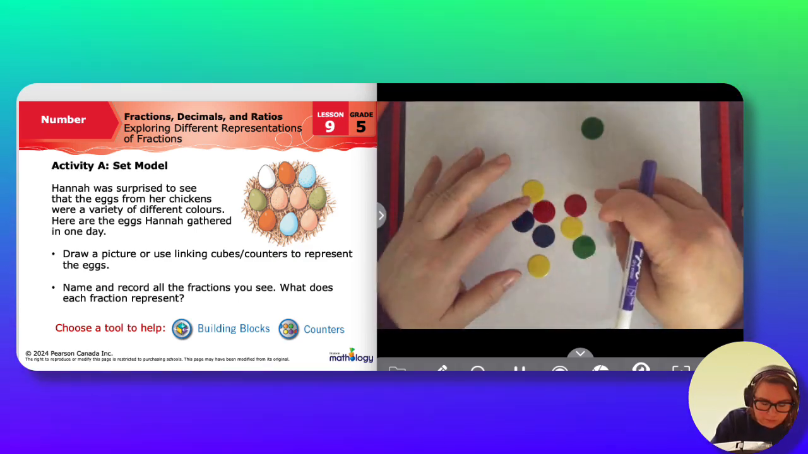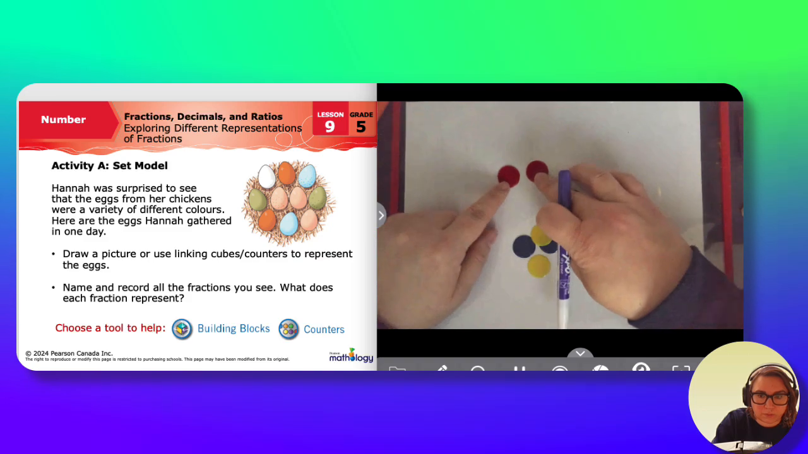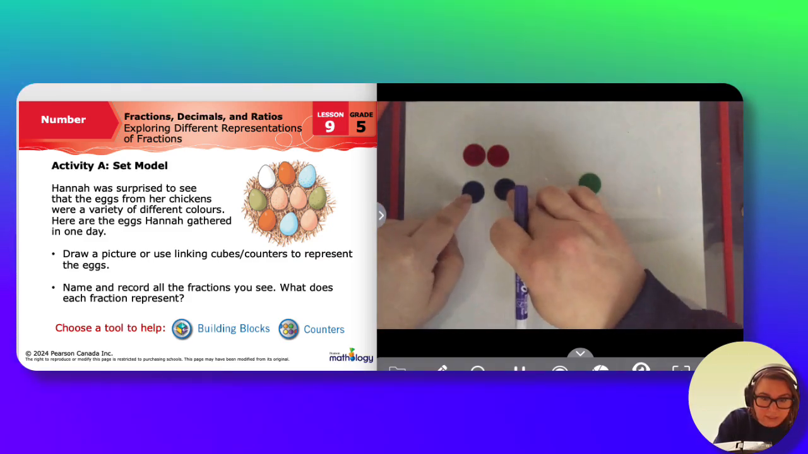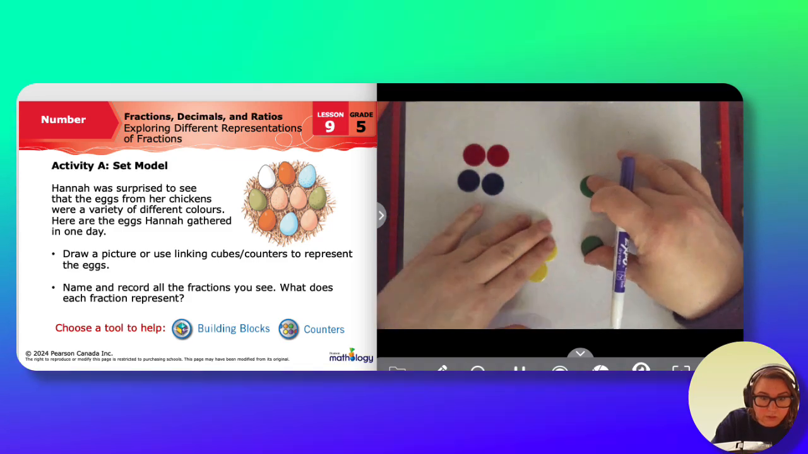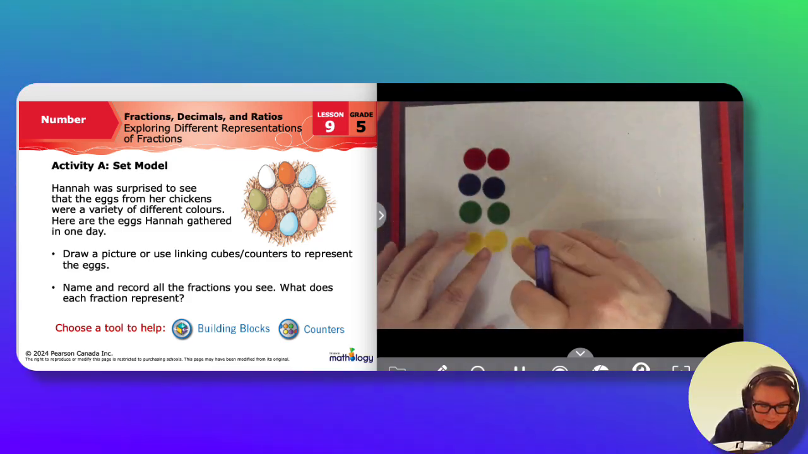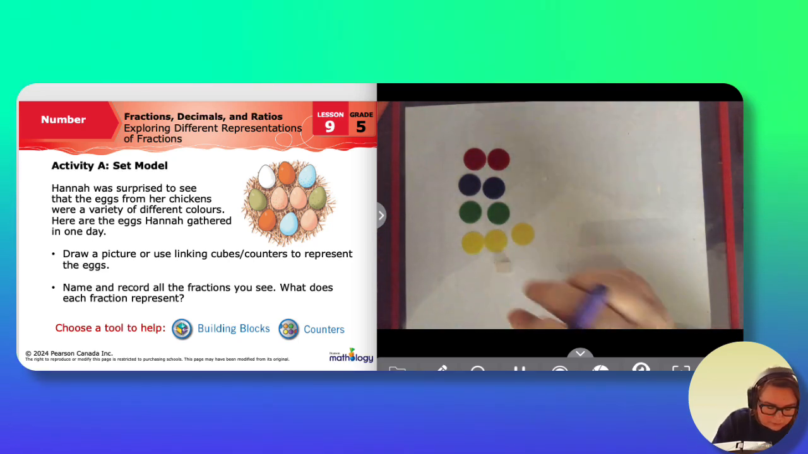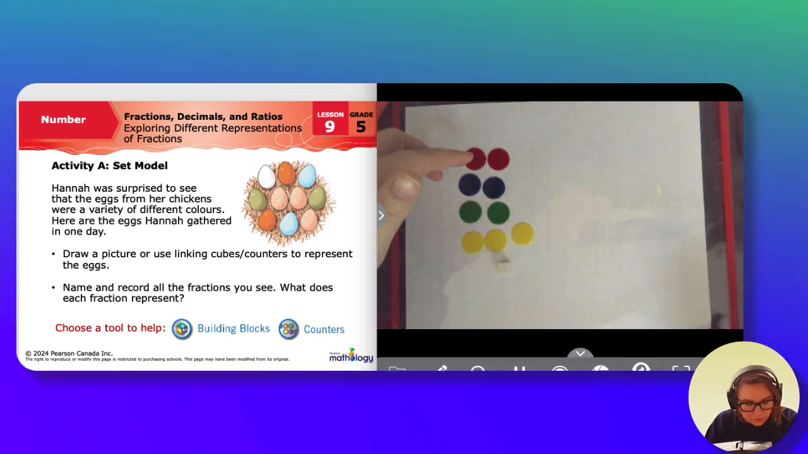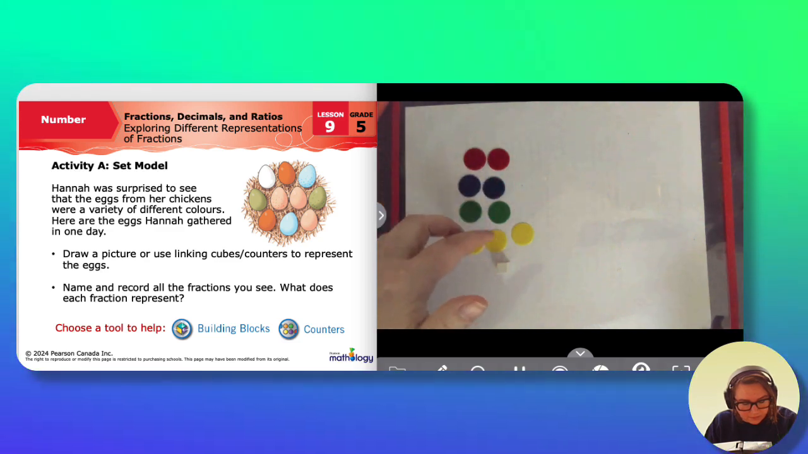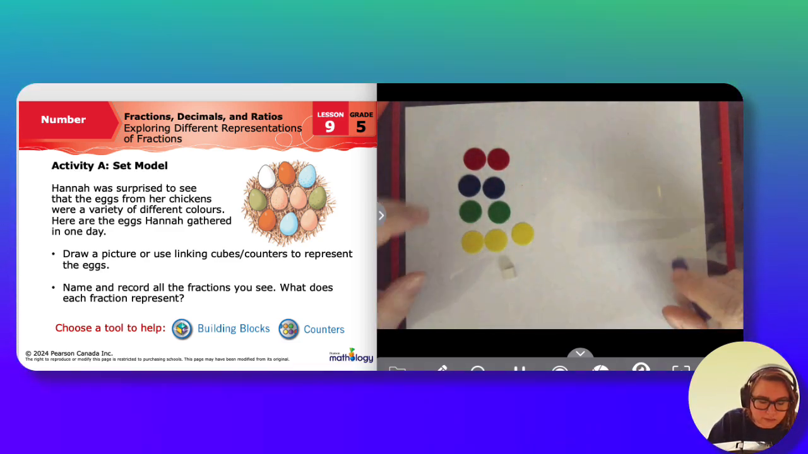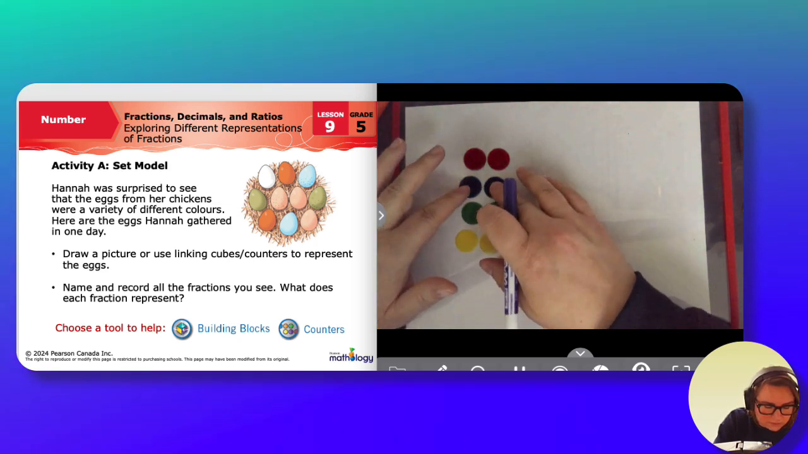So what I'm going to do here is my two red chips are going to represent those two orangey red eggs. I have two blue. I have two green. I have two light orange, which I'm going to represent as yellow, and then one white egg. So how many eggs are there all together? We want to see that there are 2, 4, 6, 8, 10 eggs all together. And so how do we represent fractions using this set?